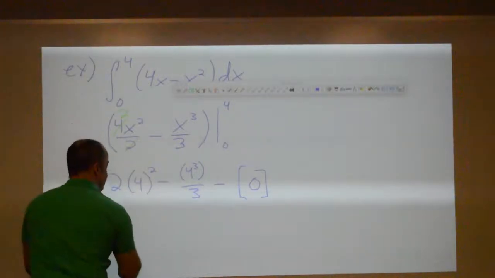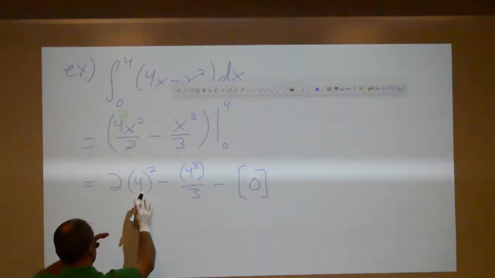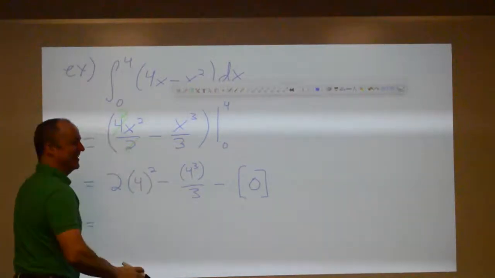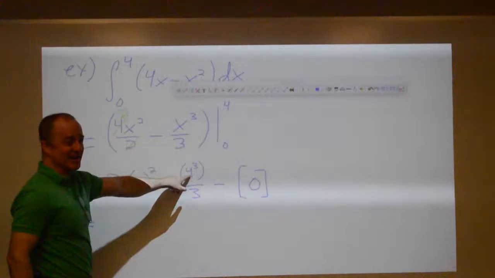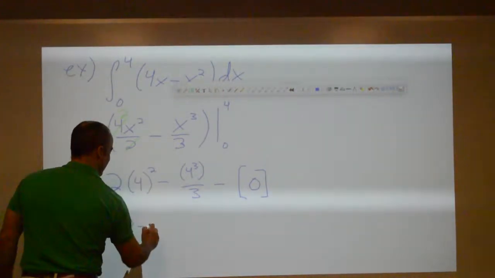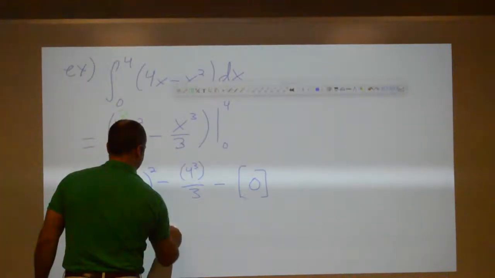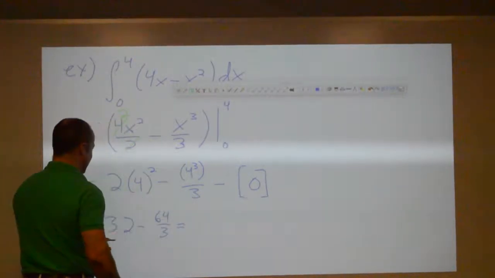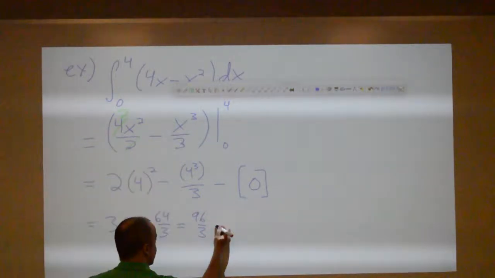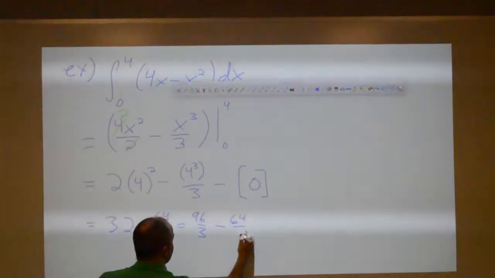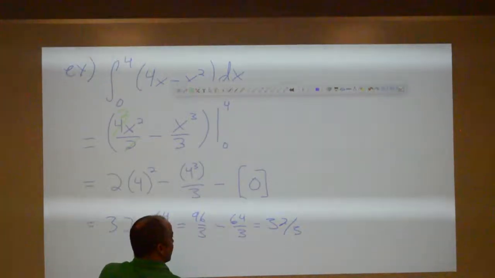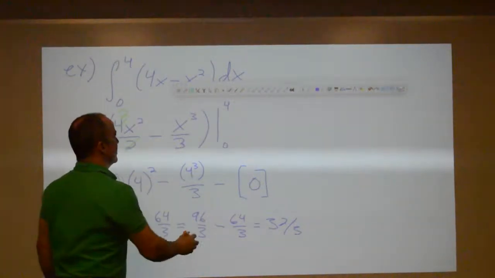4 squared is 16, right? 16 times 2 is 32. It's 32 minus 64 divided by 3. I'm going to make the common denominator. 32 is 96 over 3, minus 64 over 3. So my final answer is 32 over 3, which I can write more neatly.